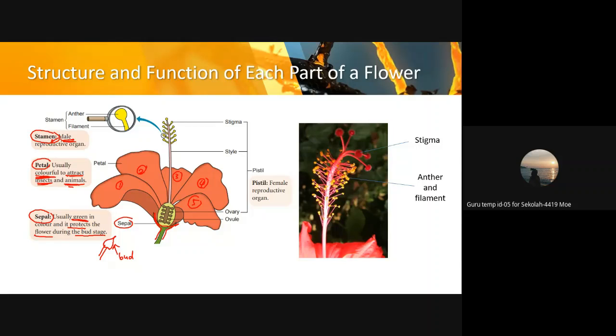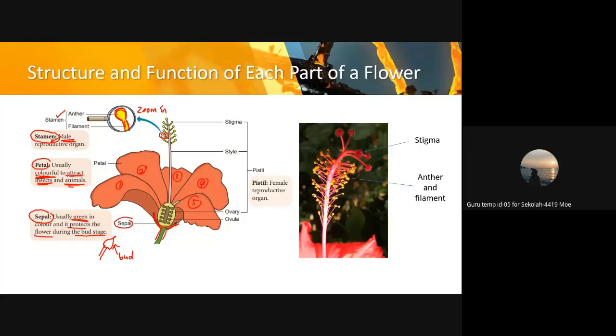What does stamen consist of? As you can see, this is stamen. When you zoom in, you can see that this is anther, and the one below is filament. Remember, this is anther, and this is filament. Both anther and filament are male reproductive organs and they are called stamen.